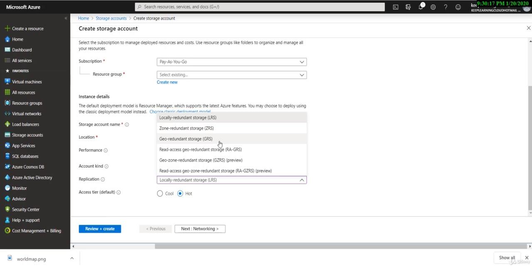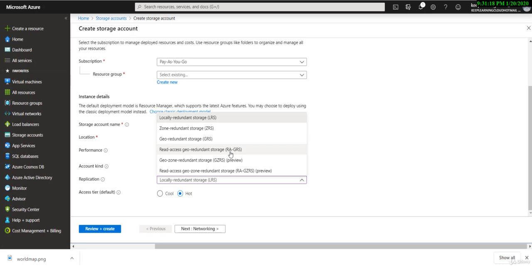So if you opt for GRS, you have two related options to choose from. There is GRS, which replicates your data to another data center in a secondary region, but that data is available to be read only if Microsoft initiates a failover from primary to secondary. And then there is RAGRS, which is Read Access Geo-Redundant Storage. This also replicates your data to another data center in a secondary region and also gives you the option to read from the secondary region. So with RAGRS, you can read from the secondary regardless of whether Microsoft initiates a failover from primary to secondary.